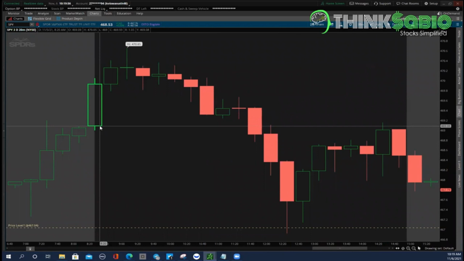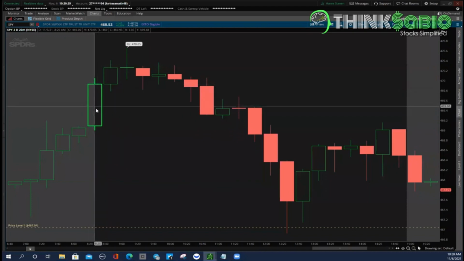So when you see a candle that's opening here, right? So that's a green. That means it opened low and closed high. This means this particular time frame, for the last 20 minutes, SPY has opened low at 469.08 and closed high at 469.92, right? That is what the body of the candle says, right?